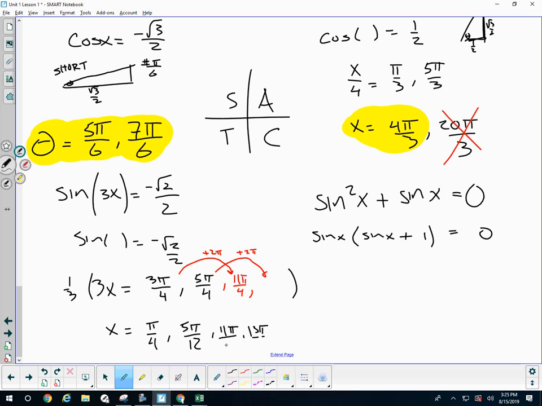What happened? What did I do? Sine is negative. It's supposed to be sine is negative, sine is positive at 3 pi over 4. Whoa! It should be 5 pi over 4, not pi over 4. My bad. Thank you, Ms. Davis.